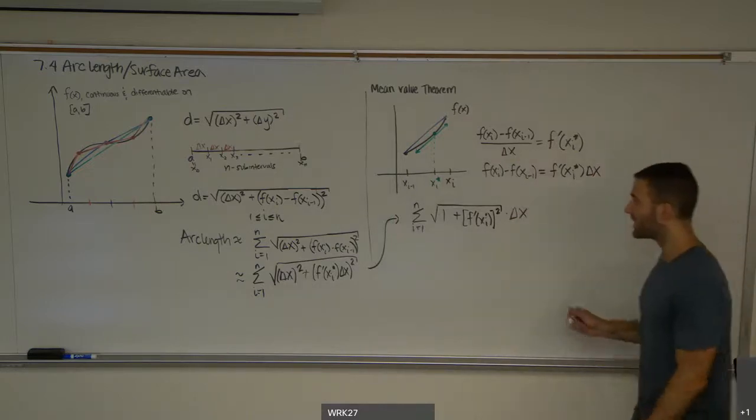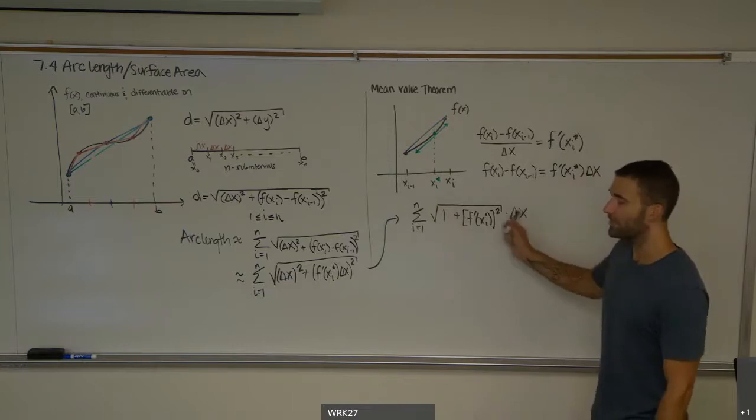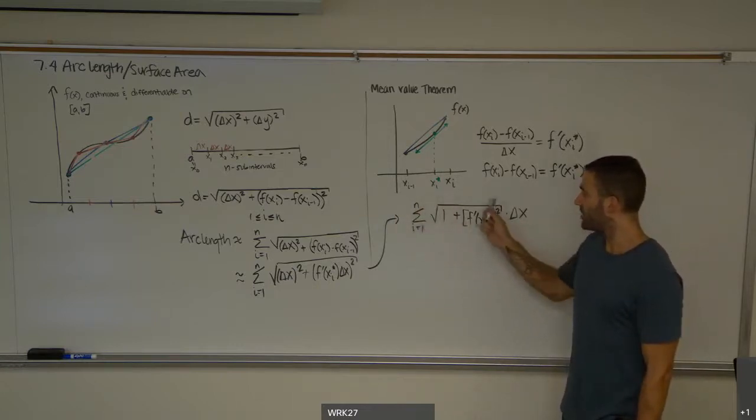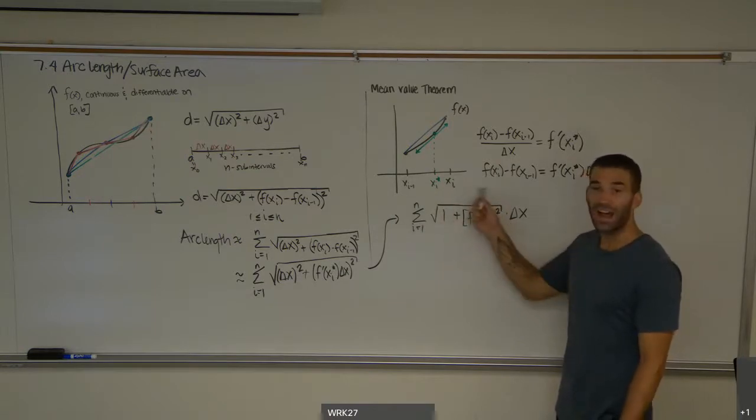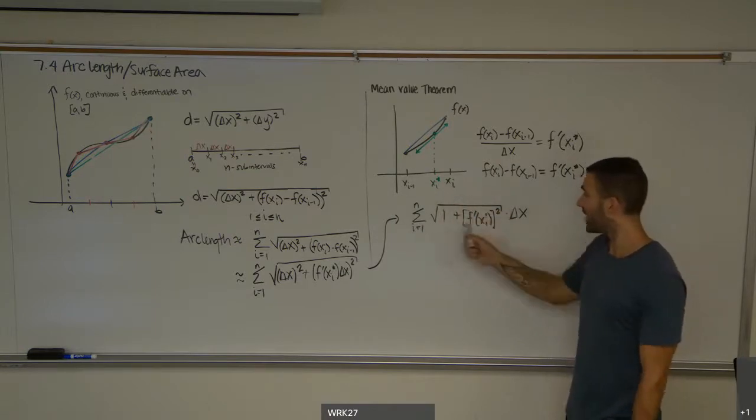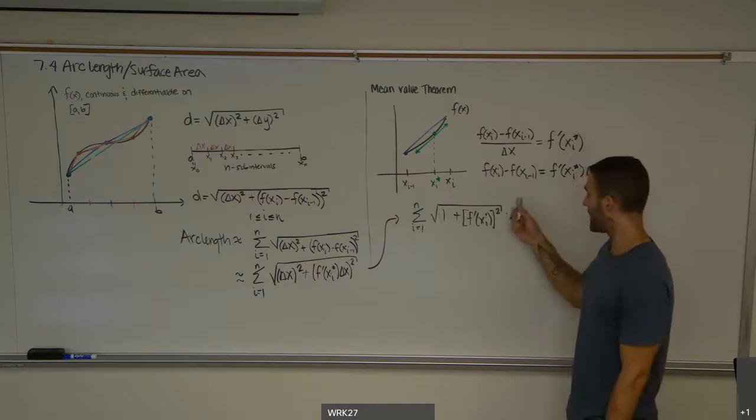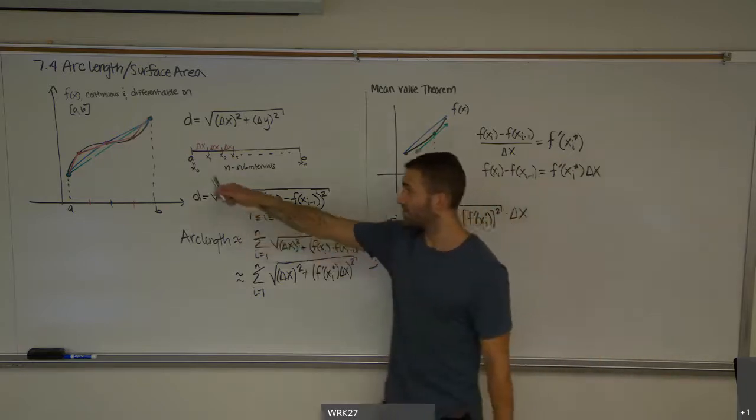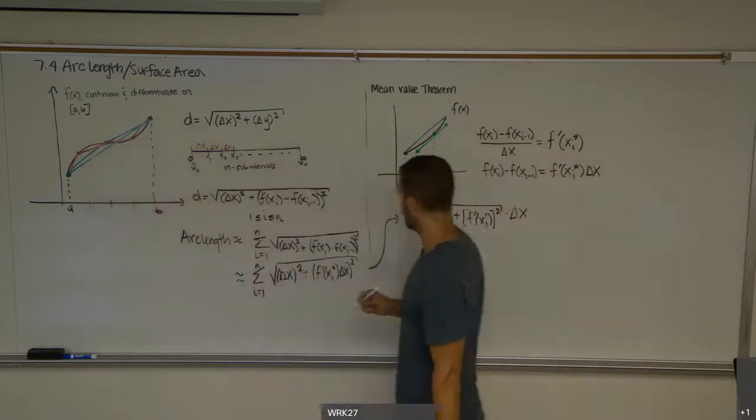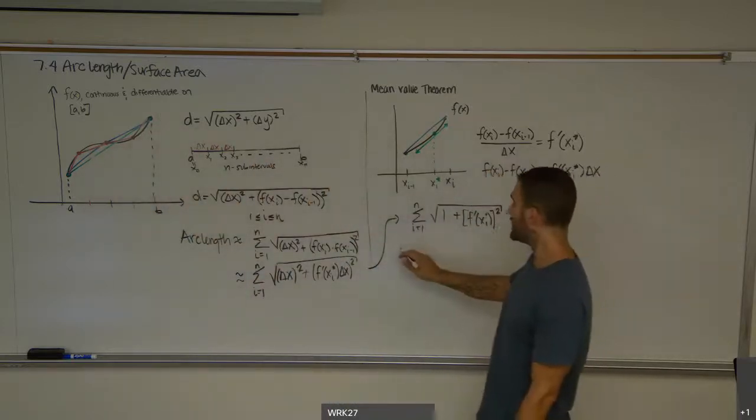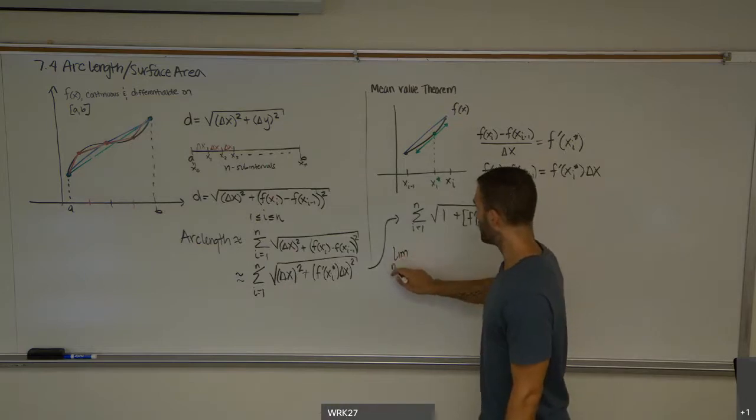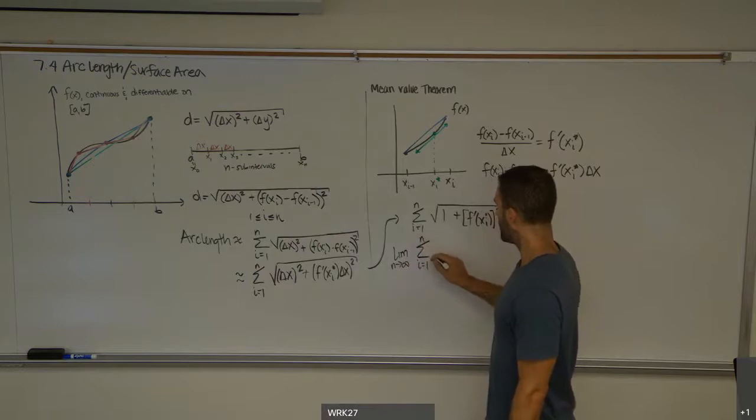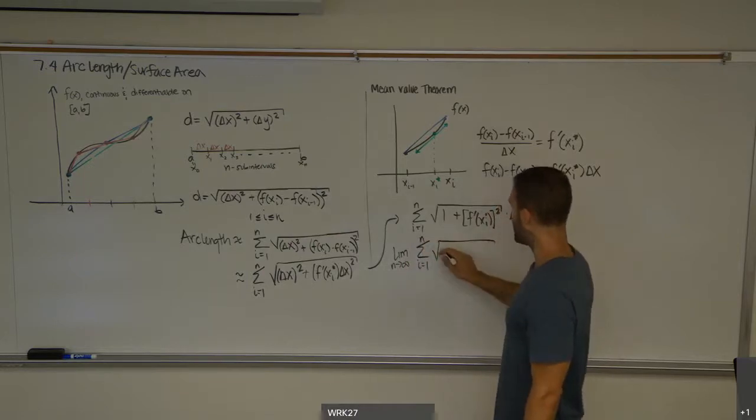Why do I care to do that? Because now this is exactly the form of a Riemann sum. I have the sum as I go from 1 to n, the quote-unquote heights or values of a function dependent on i, times a fixed base. And if I let n go off to infinity, which is now what I want to do to get the actual curve length, we will generate for ourselves a definite integral. So the last step now is to do a limit, which gives me now the definition of a definite integral.